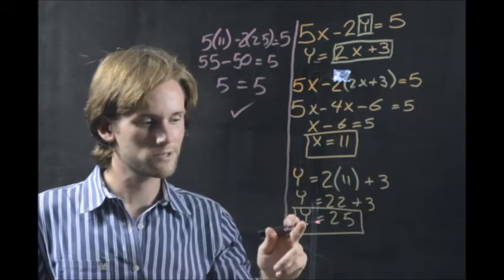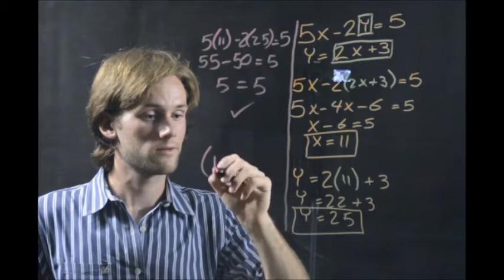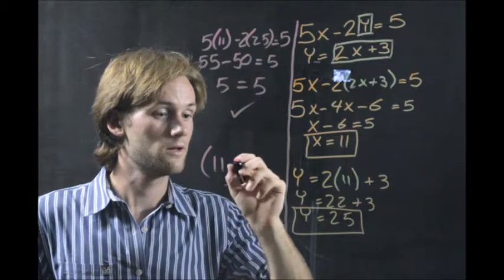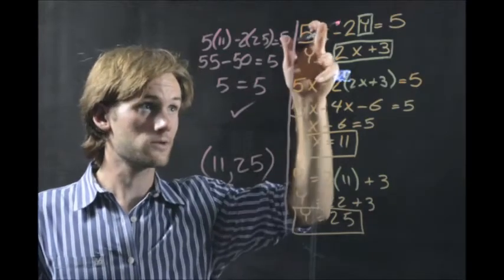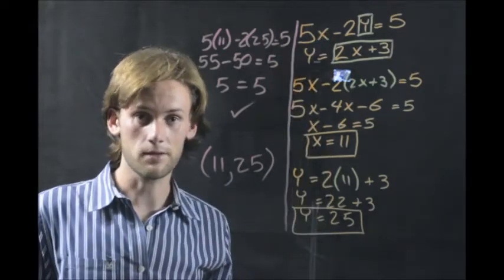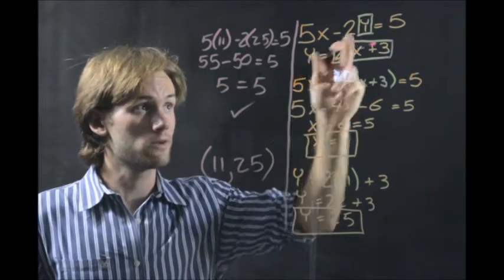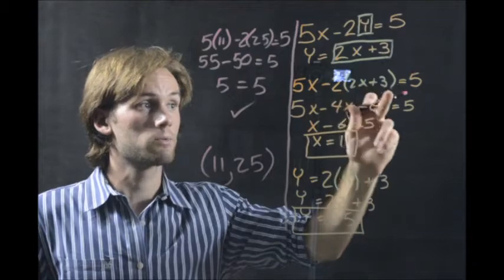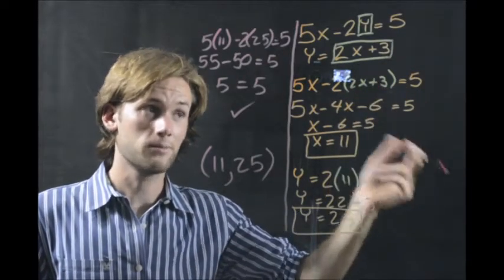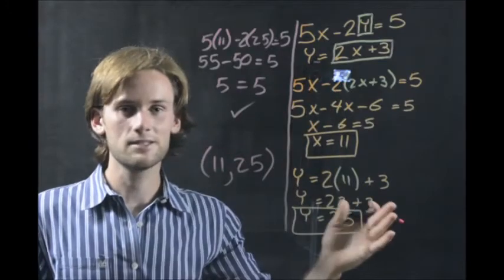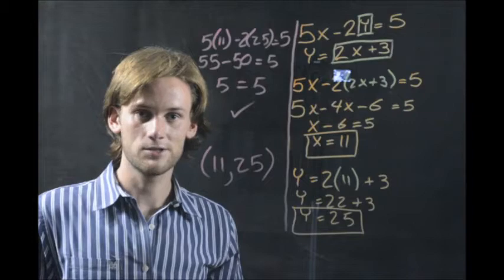Now we can write our answer as a y and an x, or we can write it as a coordinate point. 11, 25. That's the solution to this system of equations by the substitution method. A few things to remember. You always want to plug in for one variable, and you always want your parentheses here. If you don't put your parentheses, you might mess something up like distributing a negative. It's easy to do. Everyone does it. But that's the substitution method.